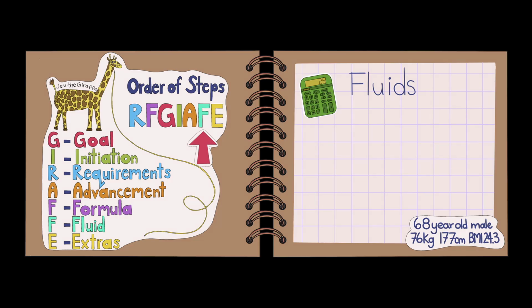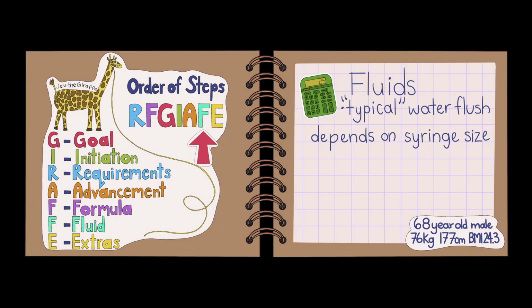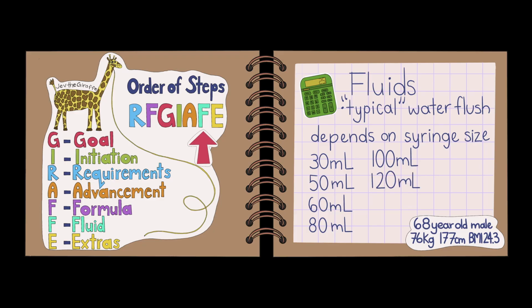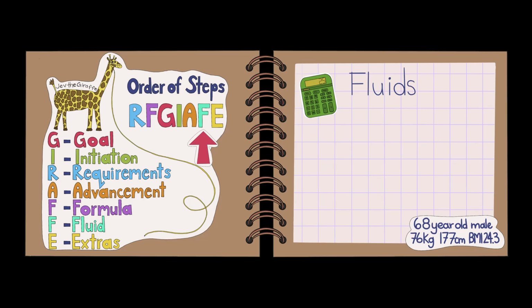We need to determine how much water should be flushed before and after medications 4 times per day and what additional fluids may need to be given. Typical water flush volumes will vary depending on the site and the size of syringes that are stocked. In my workplace, water flushes could be 30, 50, 60, 80, 100, 120, 150, 180, 200, or 250 mils. There's really no rules on what number a flush could be. For our patient, let's choose to give him 60 mils before and after medications.